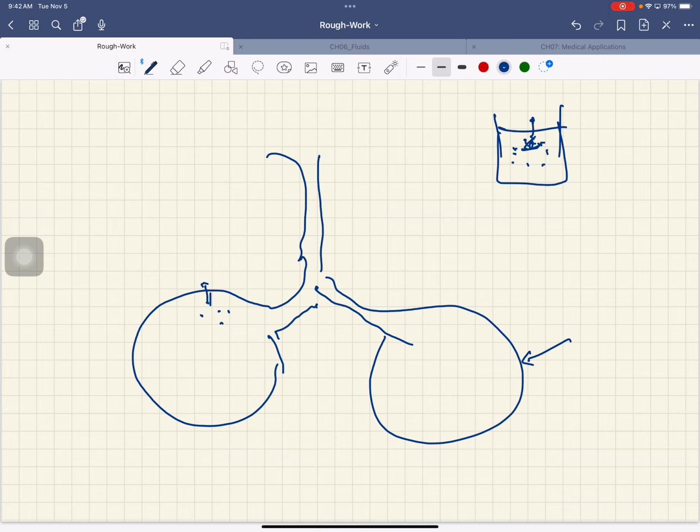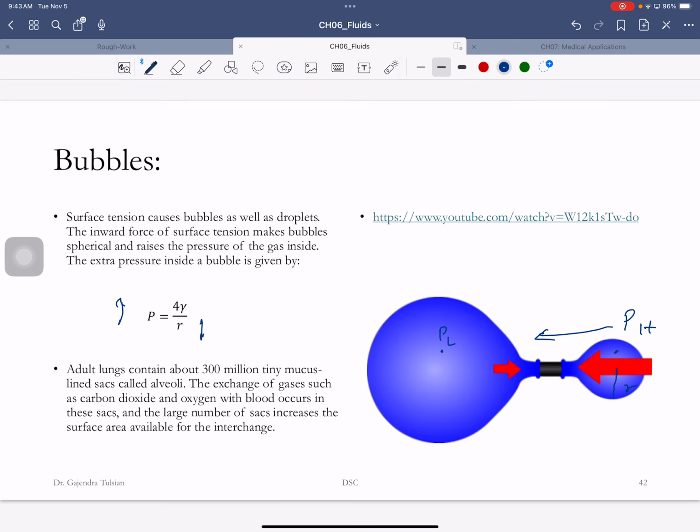That's why we have tiny air sacs called alveoli, which are surrounded by blood vessels. Your lungs are broken up into tiny alveoli like grapes on a branch. Keep that in mind. So your alveoli are tiny bubbles, and there's an increased pressure in them. We'll come to that.